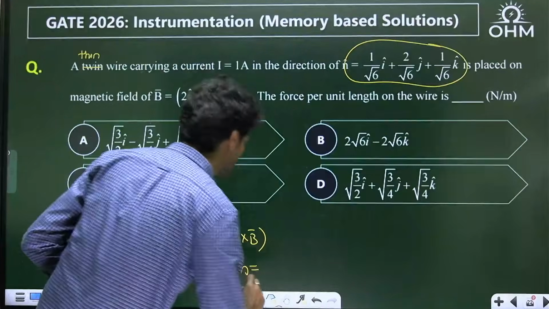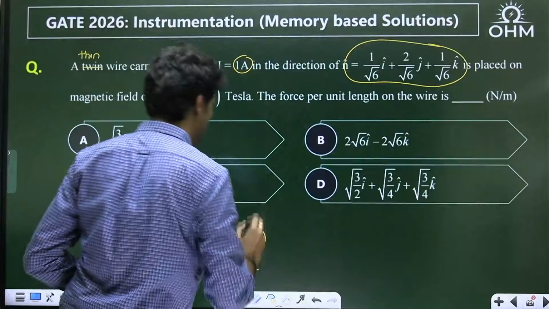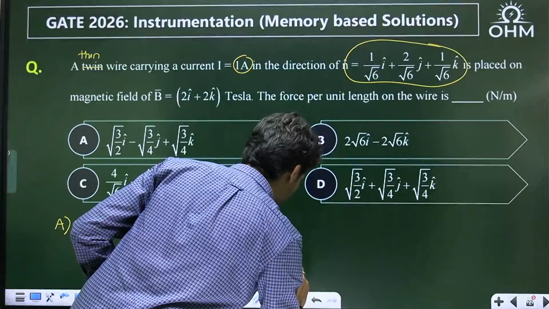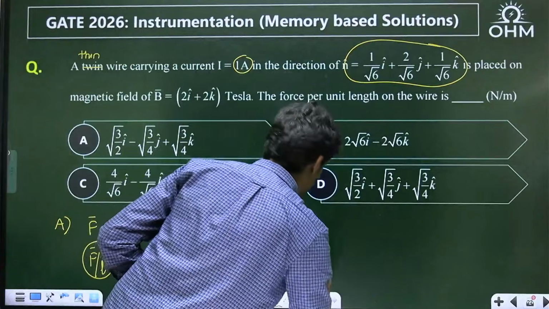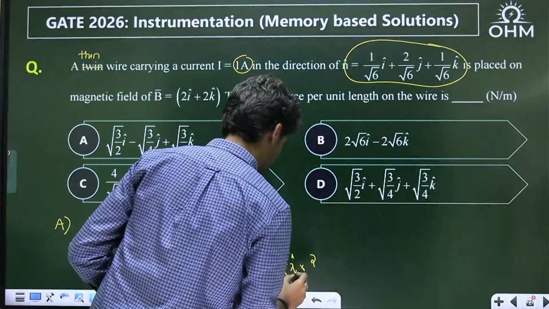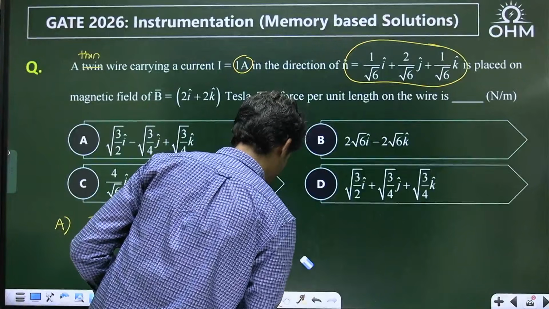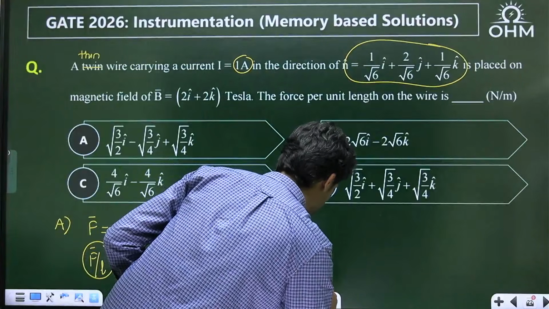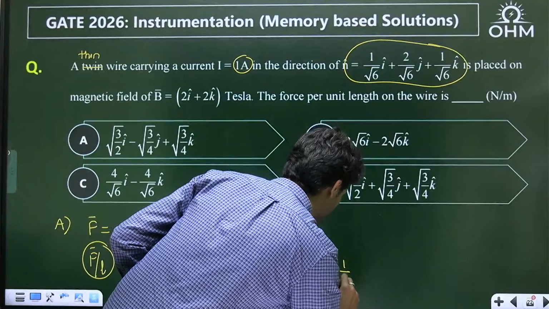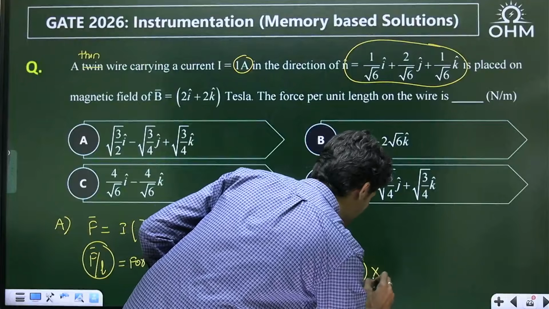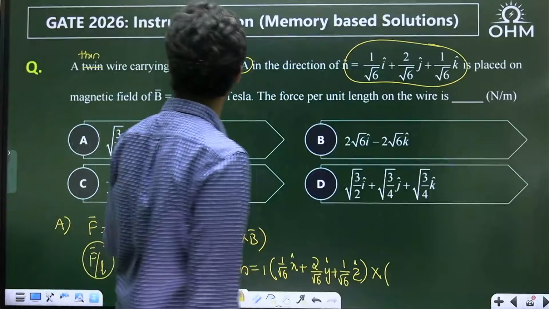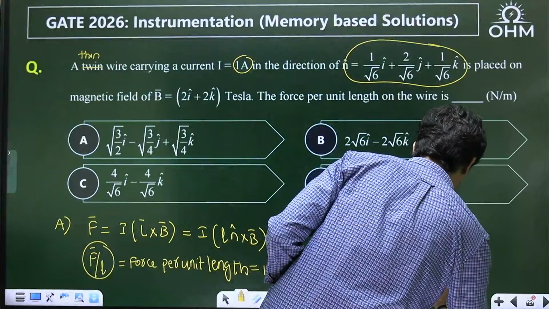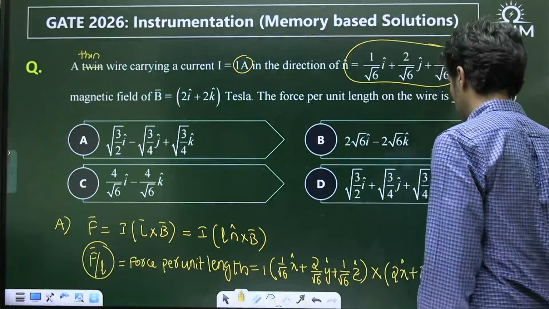Force per unit length is given by I. How much is the value of I? I is 1 ampere, 1 into n cap. n cap is given by 1 by root 6 x cap plus 2 by root 6 y cap plus 1 by root 6 z cap, cross the magnetic field B bar, which is given by 2 x cap plus 2 z cap. Okay. How much is this?